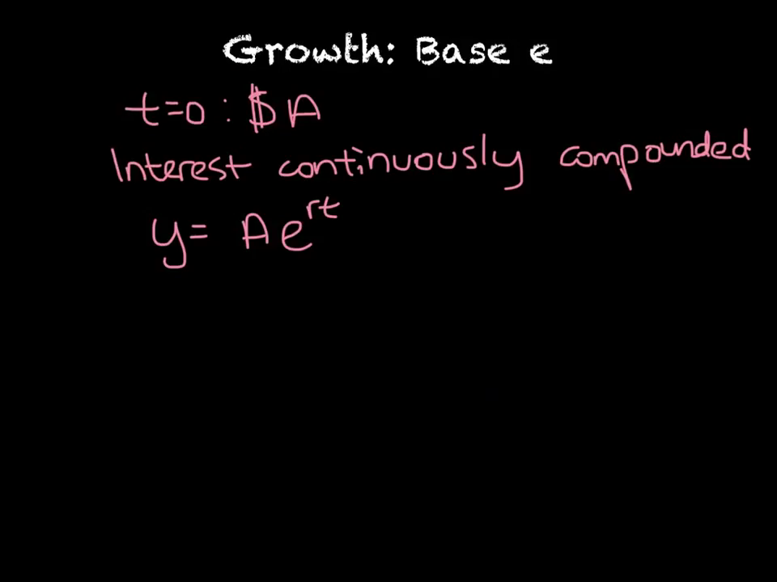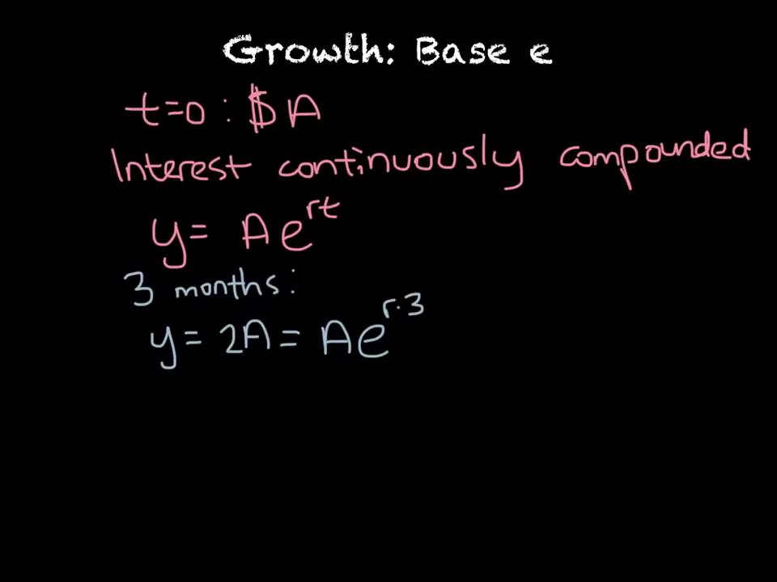Often, when describing r, we use a value that tells us how long it would take our money to double. So for example, if we were given that it takes 3 months for our money to double, then we could find r by saying after 3 months y would equal 2a, or 2 times the initial amount. That equals a times e to the r times 3. So then we can cancel out our a's, and what we have is 2 equals e to the 3r. And then using logarithms, we can solve for r. And once we find r, we'll just plug it back into the original equation.